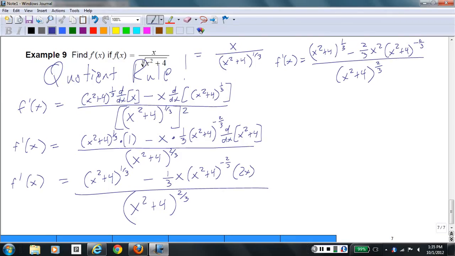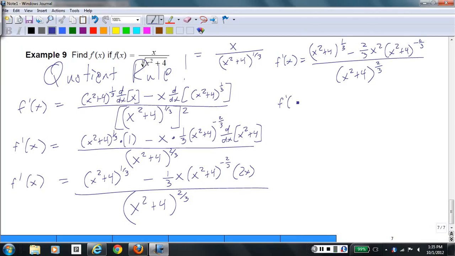Okay, now it's time to factor x squared plus 4 to some power out of the numerator, and once we do that, we'll be able to get that together with the x squared plus 4 to the 2/3 down in the denominator. But let's first deal with the numerator. We've got a power of 1/3. We've got a power of negative 2/3. What is the lesser of those two powers? Negative 2/3.